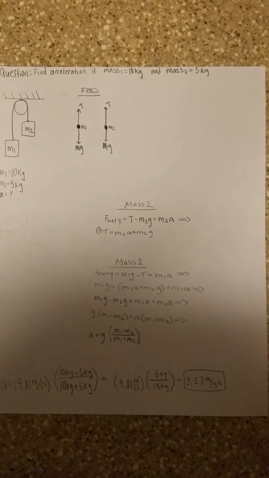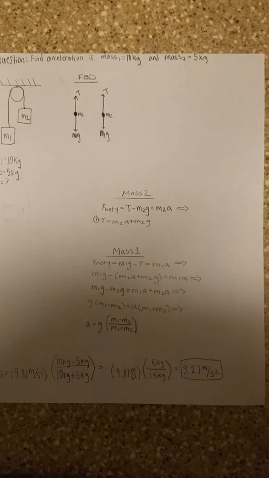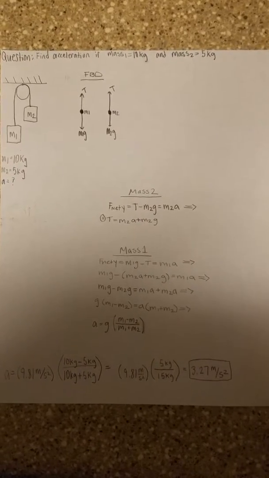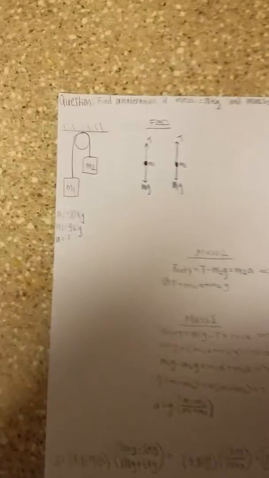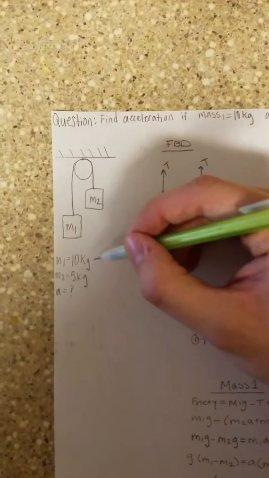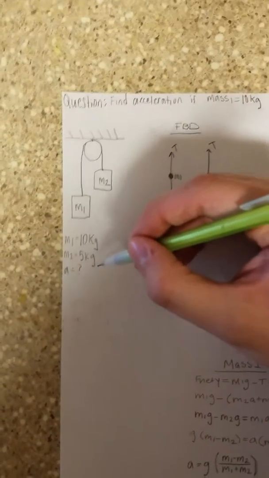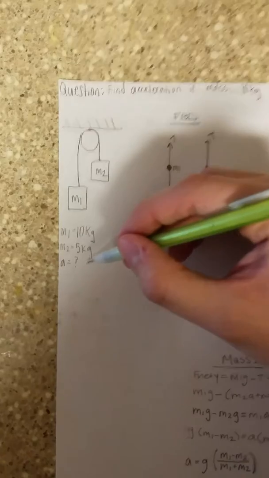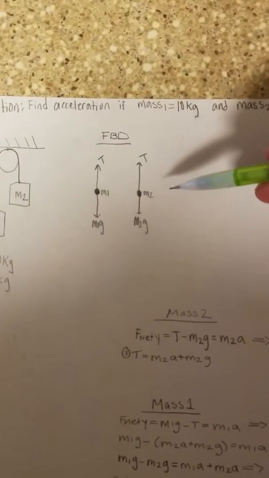Today I will be showing you how to solve for acceleration when given two masses for an Atwood machine problem. First, we write down our known values for m1 and m2. We write down what we are solving for, which is acceleration. Then we draw out our free body diagrams.